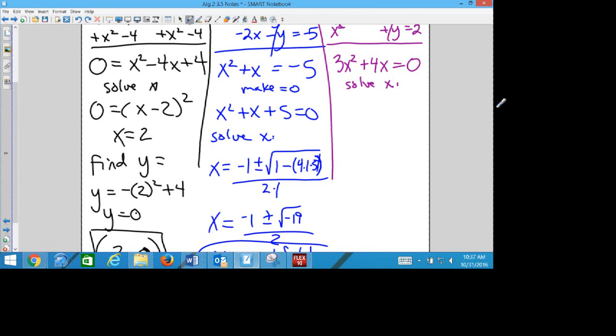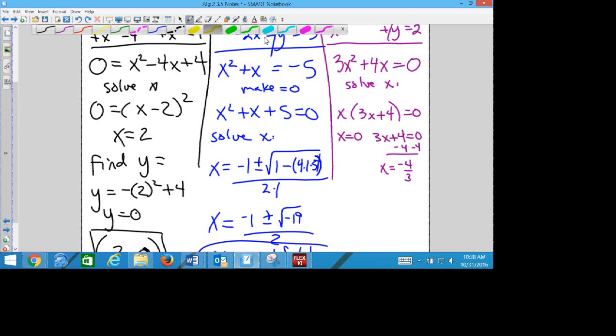You could do quadratic formula if you want. I'm going to do this one by factoring because there's a greatest common factor. So I'm going to take out x, and I'm left with 3x plus 4. So x is 0, and 3x plus 4 equals 0. And we take away 4, and divide by 3. And we get 2 x's, but we have to find the two y's that go with those two x's.